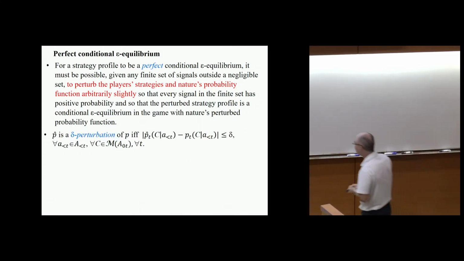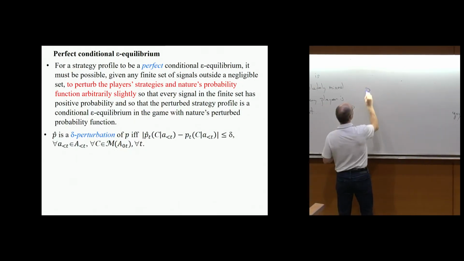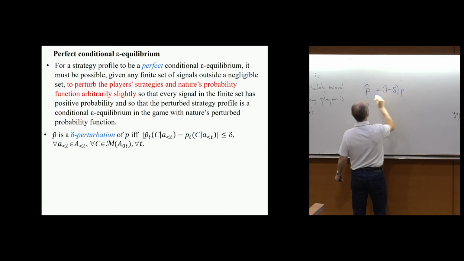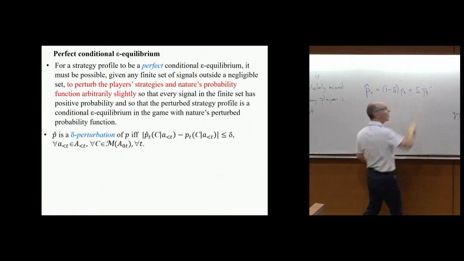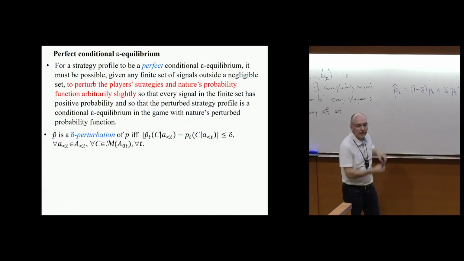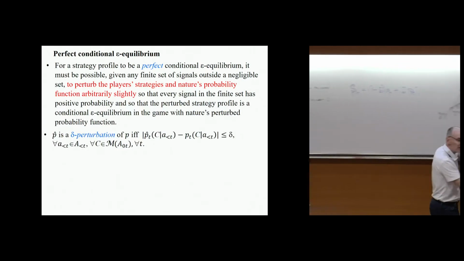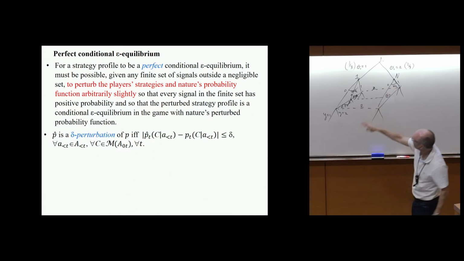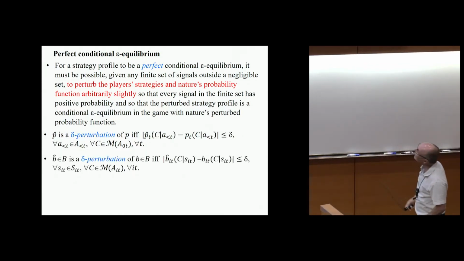Okay? So for example, things that we're kind of familiar with: if p hat were something like 1 minus delta times p, so maybe put a t here, plus delta times some other probability function for nature, then this p hat would be a delta perturbation. So just perturbing p t by delta towards some other transition probability for nature, that would be a delta perturbation. And that almost is a characterization, really, but it's not quite. So that's okay, fine.